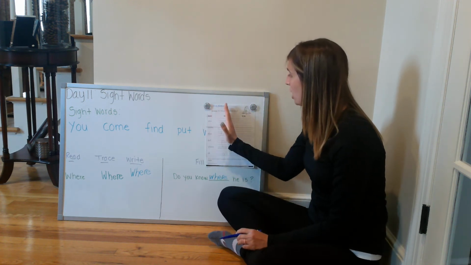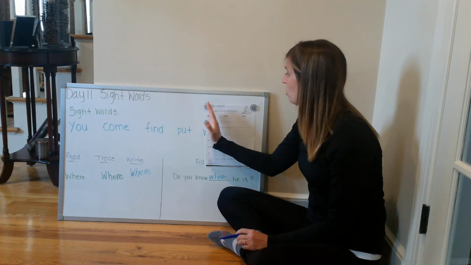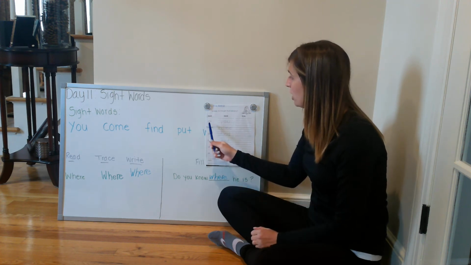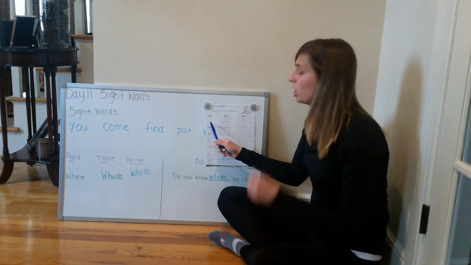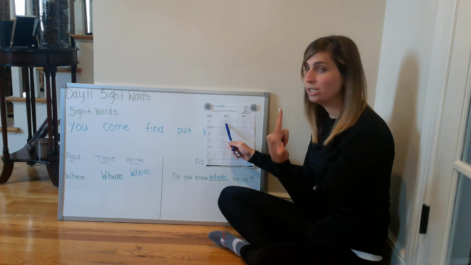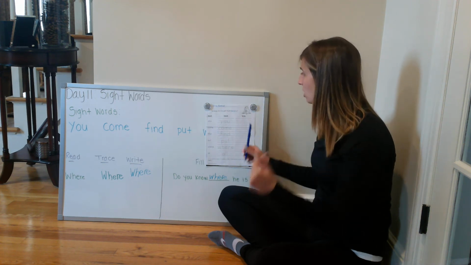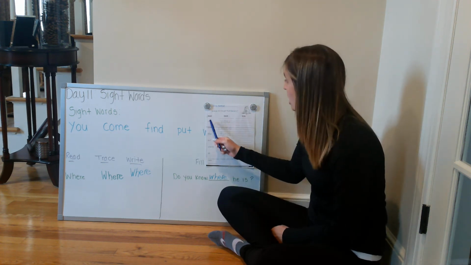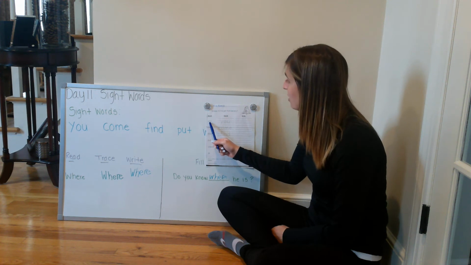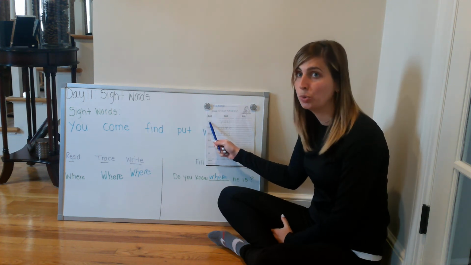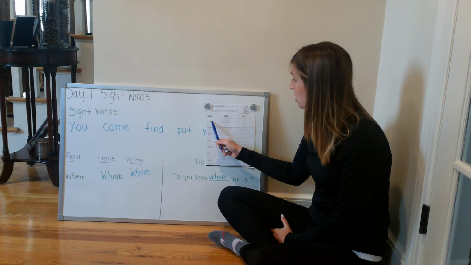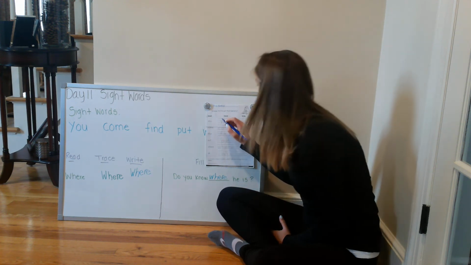So those are our three steps. Read, trace, write. So first thing we're going to do is the first one together. We're going to read the word, trace the word, and then write the word. So let's do the first one together, starting with read. So let's identify the sight word. That sight word is you. So we'd say you.